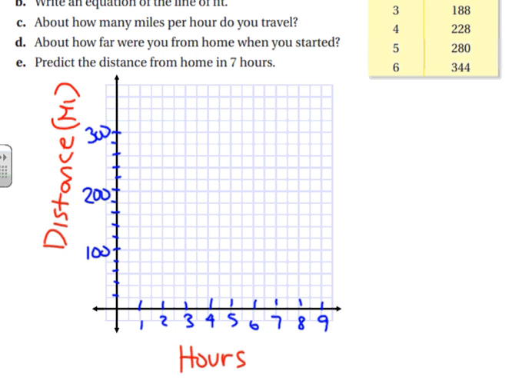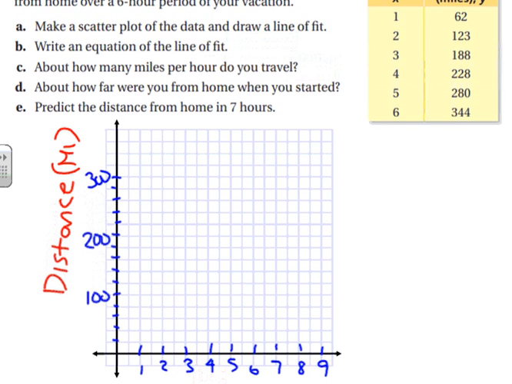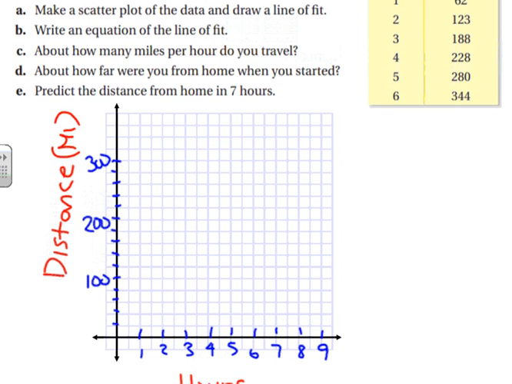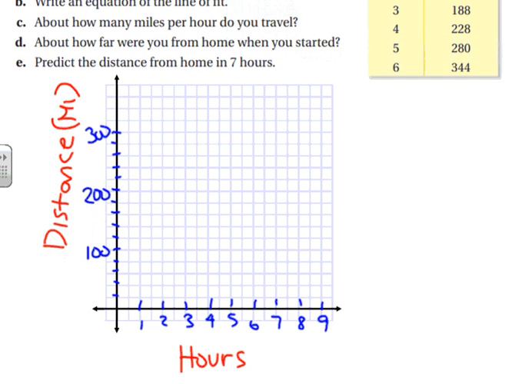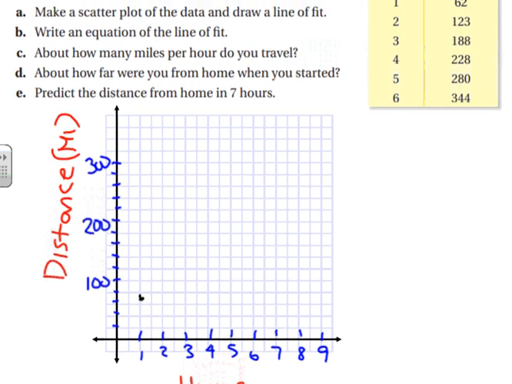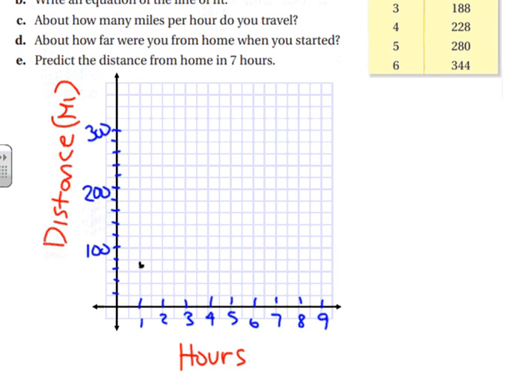Okay, we'll plot a point where each of these ordered pairs would be. So the first one is at 1, 62. So right one, up about 62. The board's a little bit off. That maybe should be a little lower. Then we're going to go over 2, up 123. So approximately right there. Again, my board's a little off, so a touch lower than that.